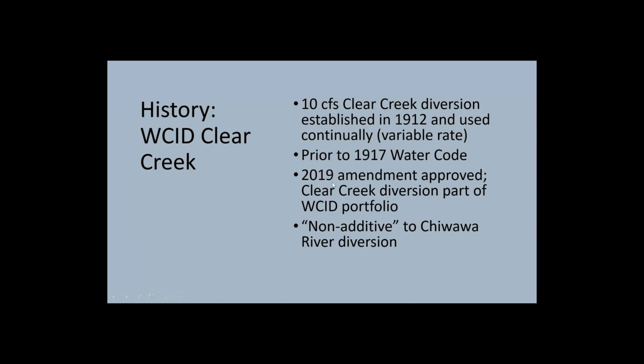The Department of Ecology approved an amendment in 2019 that added this non-additive component of Clear Creek to their Chihuahua portfolio, which means that it's basically a second point of diversion. If you do a reduction on Clear Creek, you have to do a reduction on the Chihuahua River, but the reverse is not the case. You can do a reduction on the Chihuahua River and leave Clear Creek in place. And so that has some implications for the restoration project that I'll talk about here in a second.